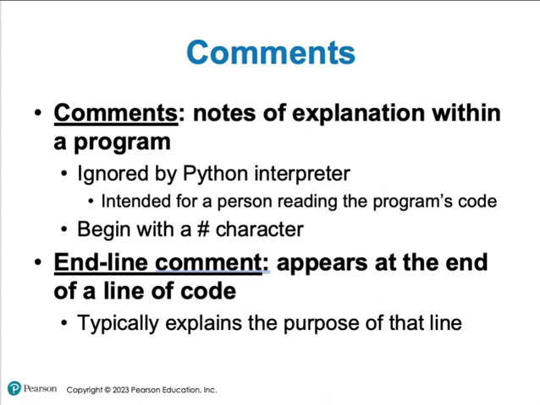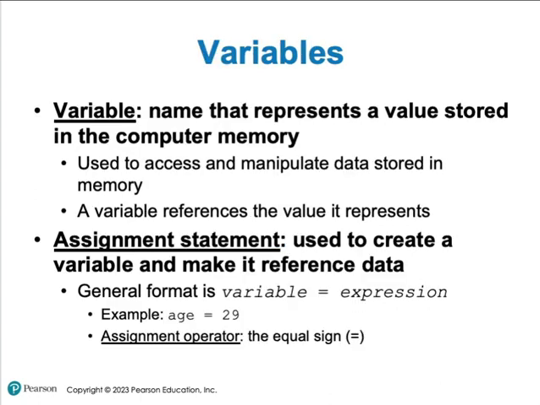You can comment out a whole line by the first character on that line being a pound sign, or you can write some Python code and after that code put a pound sign and put a comment documenting that line of code. So either way works.